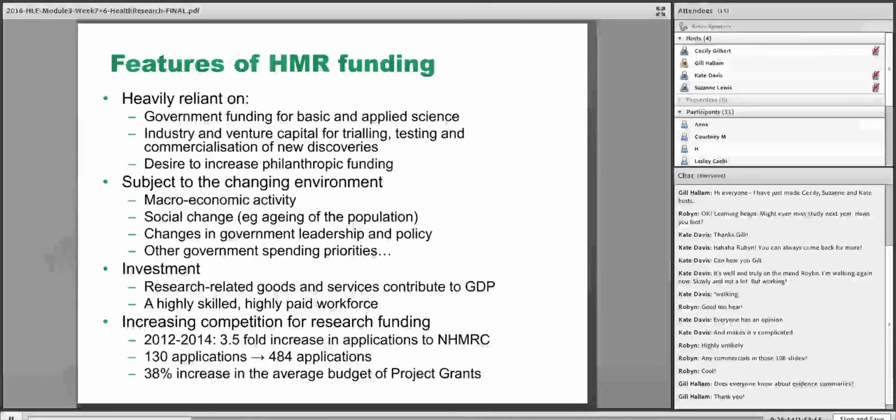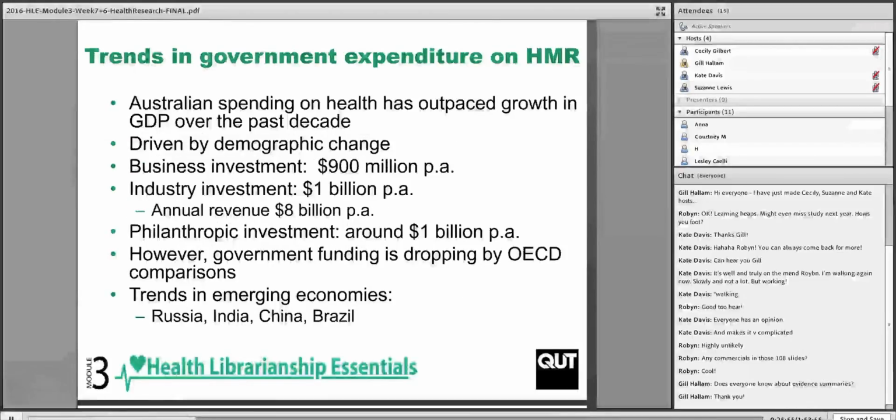The trends that are actually happening in this space: the increase in health research spending and health generally has certainly outpaced the growth in GDP, and that is, again, driven by demographic change. And so there's a bit of a breakdown there of the different areas where the corporate sector is involved, investing in it, but also then philanthropic investment. But even though the Australian spend is going up, in other countries it's going up at a higher amount. So it's actually dropping in terms of OECD comparisons.